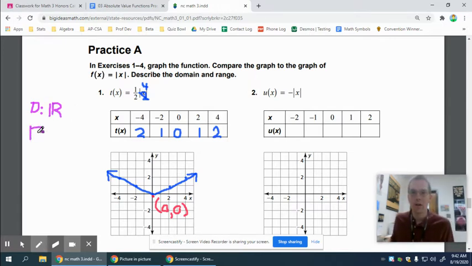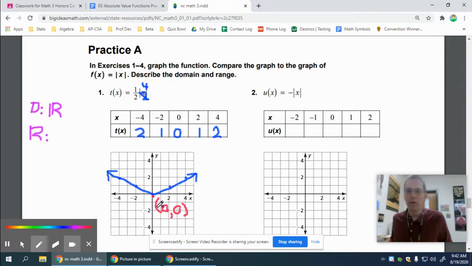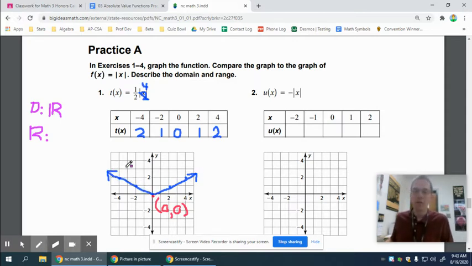For your range, and you can write out the word range or just abbreviate it with R, the range is your y values. Well, once again, my y values can get as big as they want. They can go up and up and up. Very positive. Whether I'm going to the left or to the right, they're going up. But there's a limit to how small they can get. They get stuck there near 0. And they do not get any lower than 0. So for my range, it has a minimum value of 0 and a maximum value of infinity.